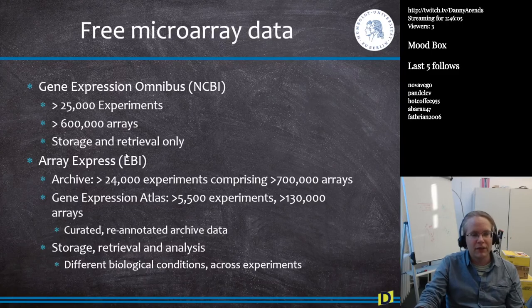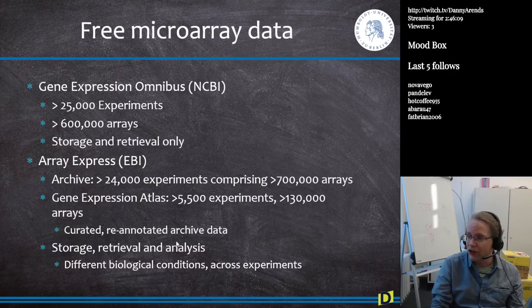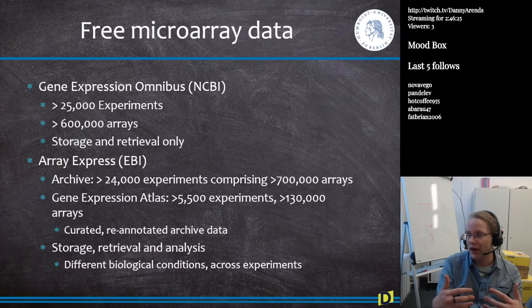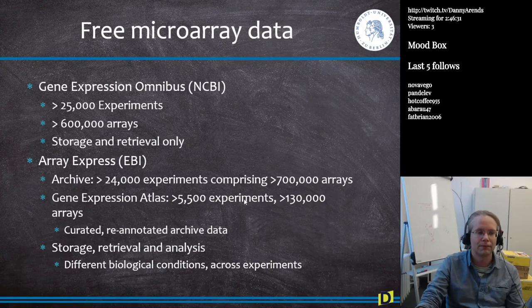The nice thing about EBI is that it also has some analysis tools, which makes it easier to screen if microarrays might be useful for the experiment that you're doing. Because you can compare microarrays done on brain in mouse from one experiment to microarrays done in brain in another experiment, and then you can see if they are very different from each other or if they are already very similar before you start downloading the data.